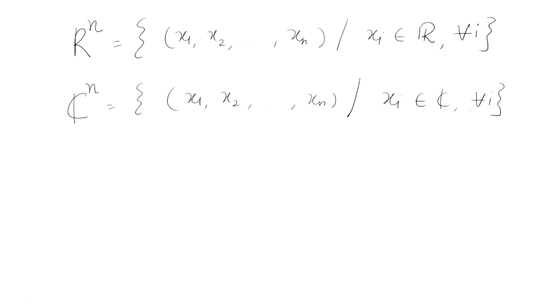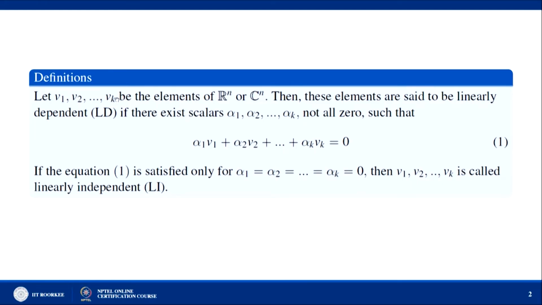Now, in this definition, these V1, V2 up to Vk are the elements, we also call them vectors in Rn or Cn. That means each Vi consists of a set of n tuples which is either in Rn or in Cn. Then these vectors are said to be linearly dependent or LD if there exist scalars alpha 1, alpha 2 up to alpha k, not all 0, such that alpha 1 V1 plus alpha 2 V2 and so on up to alpha k Vk equal to 0. And if equation 1 is satisfied only for alpha 1 equal to alpha 2 equal to alpha k equal to 0, that is all alpha i are 0, then these vectors are called linearly independent.